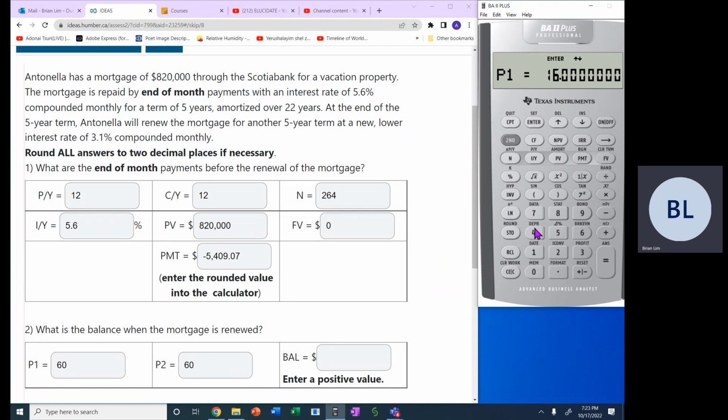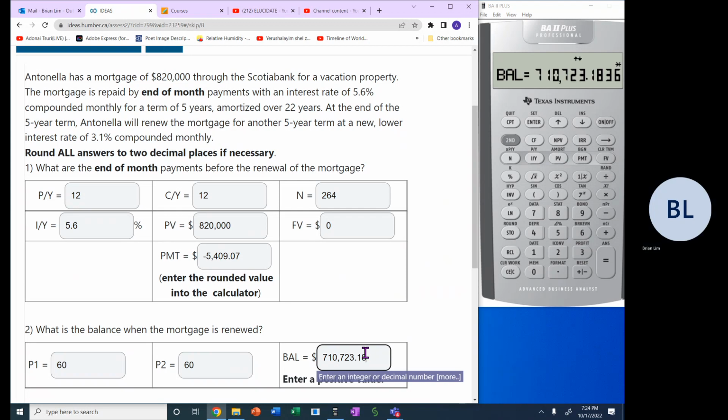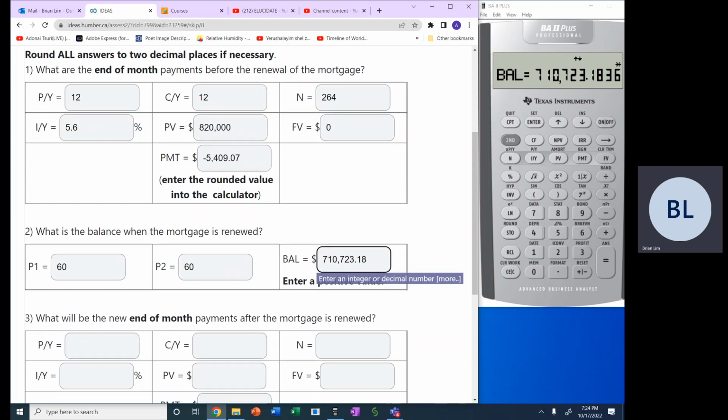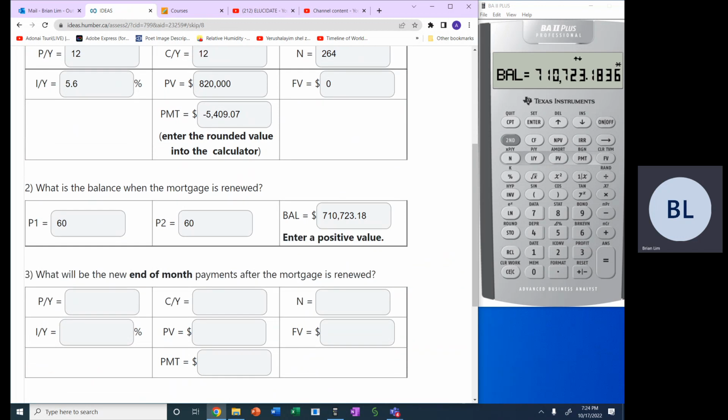Now we're in the amortization schedule, or schedule, as you wish to pronounce it. So P1 is 60, and we enter it. And then we go down, and P2 must also be 60. And we enter that also. Now we are looking for the balance. The balance is $710,723.18. So that is the amount owing after 5 years. All right, so that is what is owing after that first 5-year term.